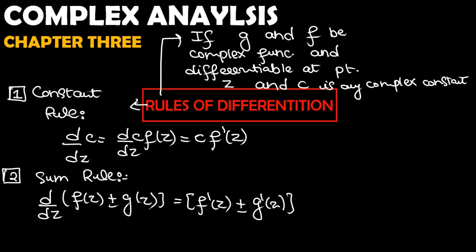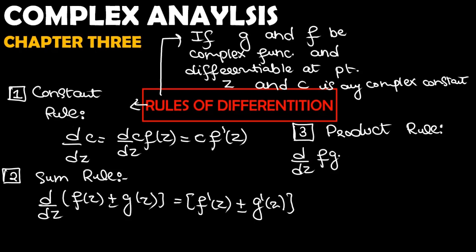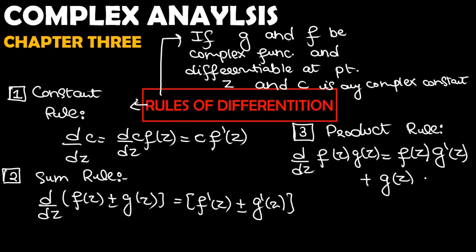Number 3 is the product rule. If we have to take the derivative of the product of two complex functions, we write the first function as it is and take the derivative of the second function, plus the second function as it is and take the derivative of the first function. This is a very important formula.